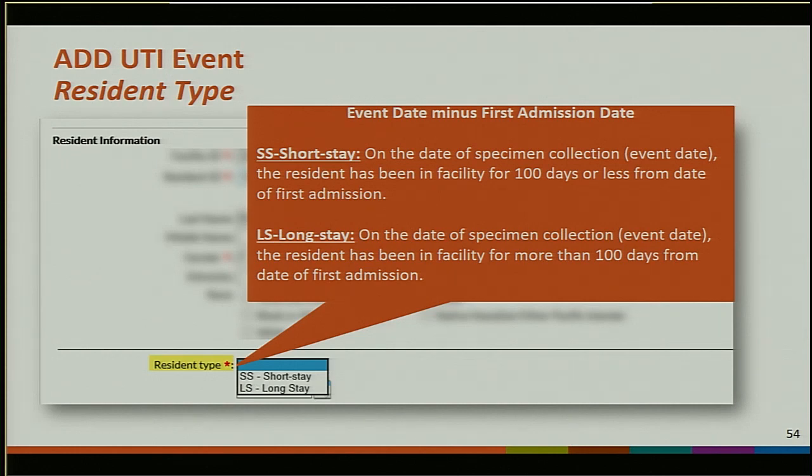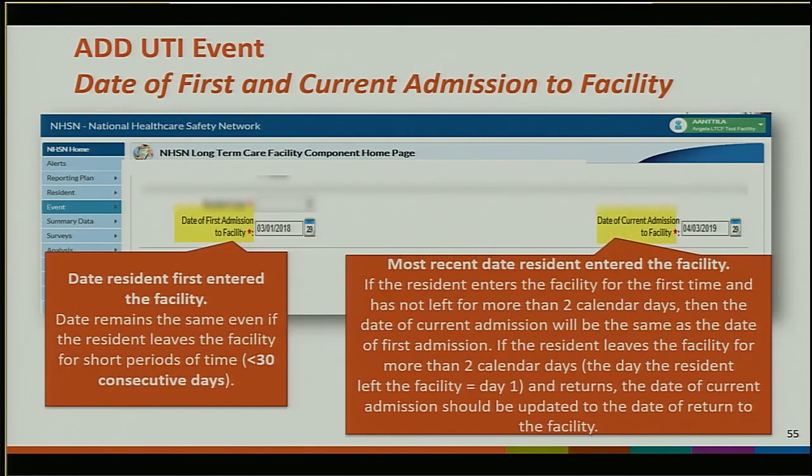Again, this is based on the date of specimen collection and the date of first admission. If it's more than 100 days, it will be long stay. If it's less than 100 days, it will be short stay. And then you're going to enter the date of first admission to the facility. So that's the date when that resident first came into your facility. And it does not change unless the resident left your facility for more than 30 consecutive days.